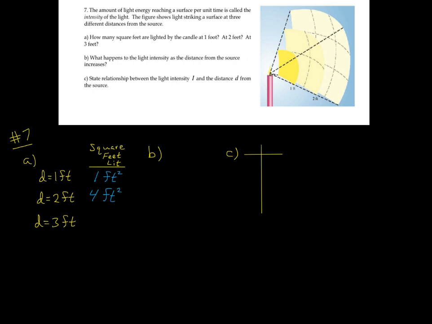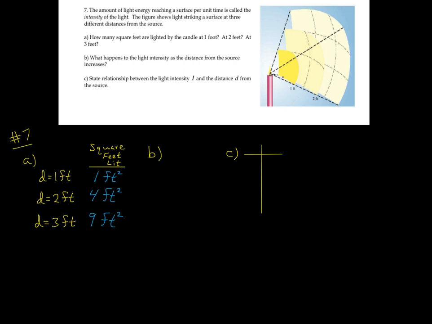And then likewise, if I move 3 feet from the source, now that same amount of light is illuminating a 3 foot by 3 foot grid, or in other words, an area of 9 square feet. Okay, great. So now moving on to part B, it says what happens to the light intensity as the distance from the source increases. The thing to keep in mind when looking at this figure is that at each distance, the amount of light is the same.